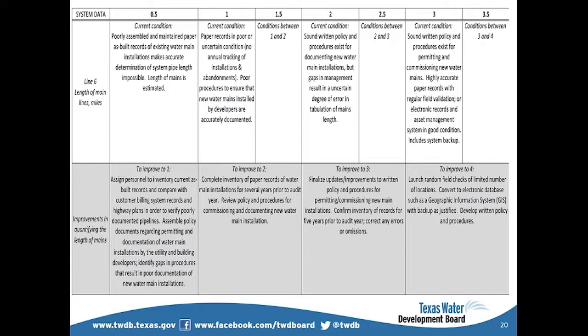Are there poorly assembled and maintained paper as-built records of existing water main installations, which make the accurate determination of the system pipe length impossible? So the utility, for the 150 miles, estimated it. Now, they would choose 0.5 if that was the case. They would continue up the scale.